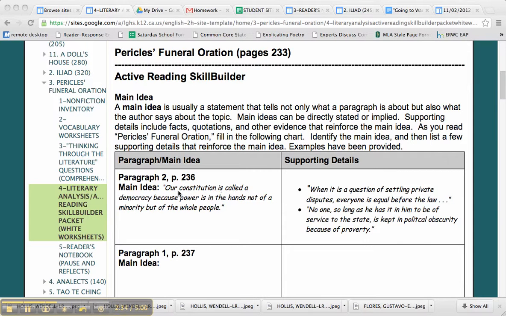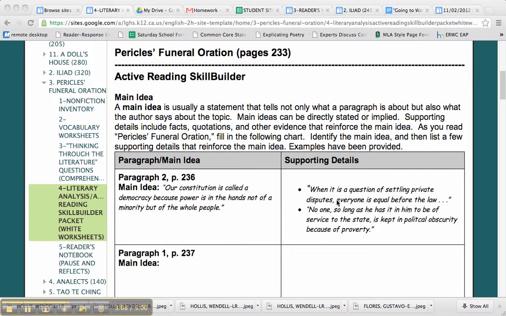So this person said that the main idea of the paragraph says, and they put it in quotes, so it's directly from the text, from the paragraph itself: "Our Constitution is called a democracy because power is in the hands of the people, not of a minority, but of the whole people." So this student wrote this. Then this means that he probably would go back into the paragraph and quickly find two details that basically make this true, that's what the main idea is.